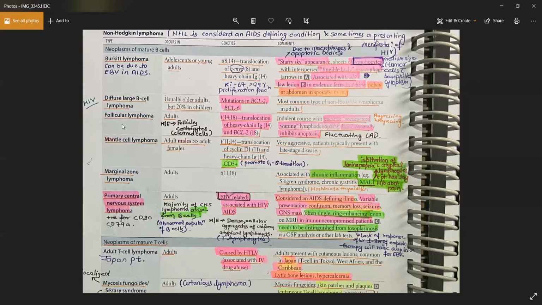And when you zoom in on these follicles, what you can see are cleaved cells. They have a cytoplasm which is very much cleaved, just like coffee bean cells. So when you zoom in on those follicles, you will see the cleaved cells in case of follicular lymphoma. Is that okay?